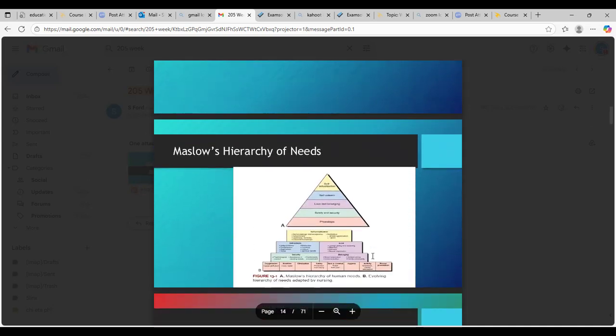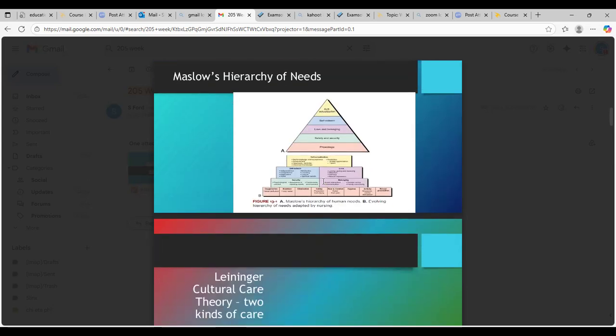We talked about Maslow's hierarchy of needs. Again, that bottom level is most important. That's airway, breathing, and circulation. And we can go up and down this triangle. If something happens which leads to an unmet need, I may have to go back down, and once that need is met, then I can go back up.